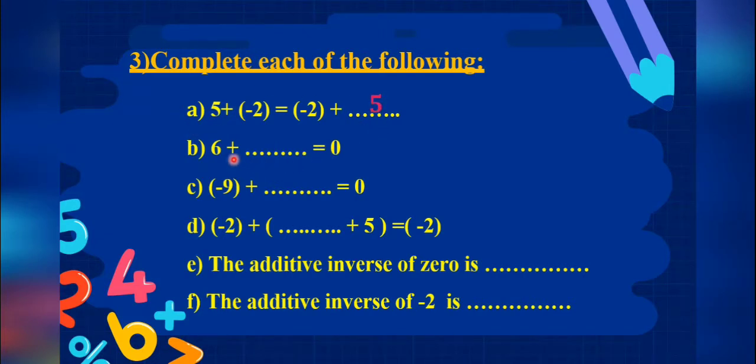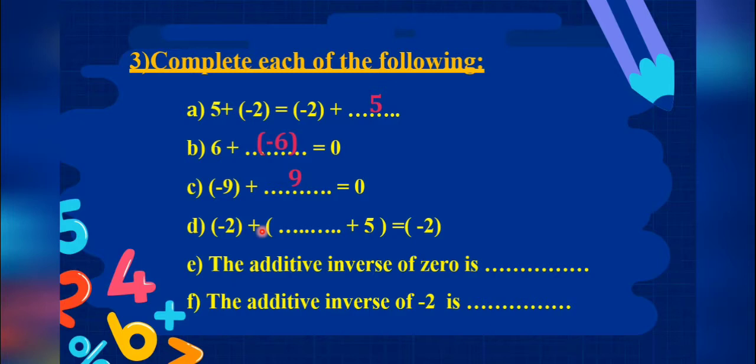Now, 6 plus a space equals 0. What is the number that I add to 6 and it gives me 0? I know that when you add a number to its additive inverse, the sum equals 0. So 6 plus the additive inverse of 6, which is -6. And number C is -9 plus a space equals 0. I know again, -9 plus 9 equals 0. 9 is the additive inverse of -9, and when you add them, the answer is 0.